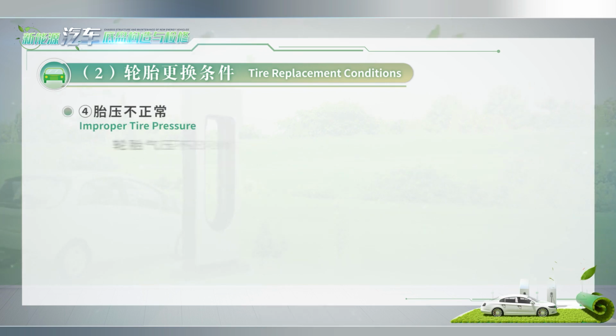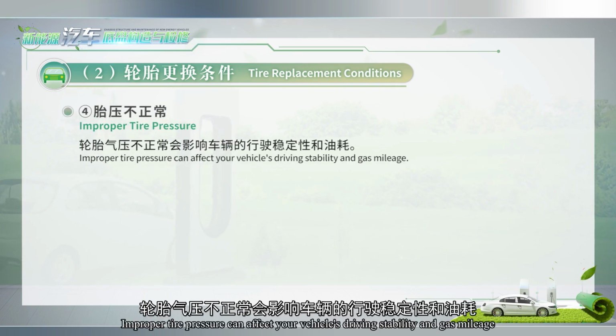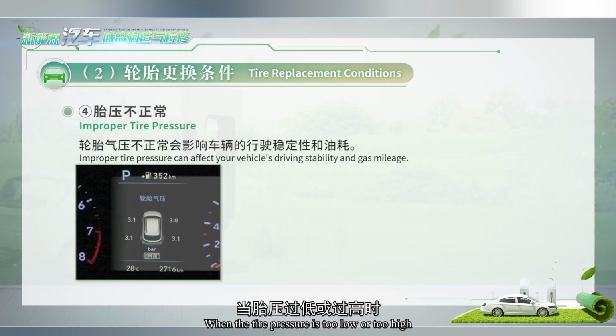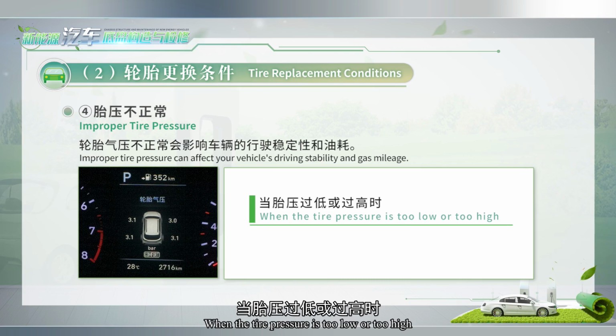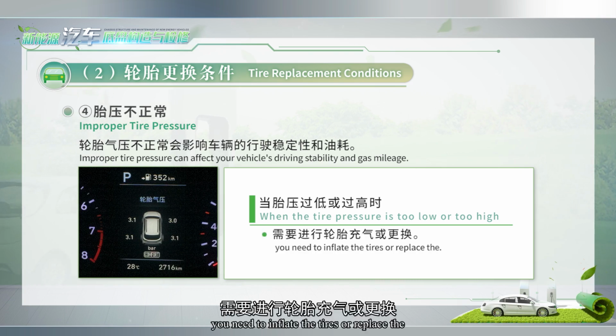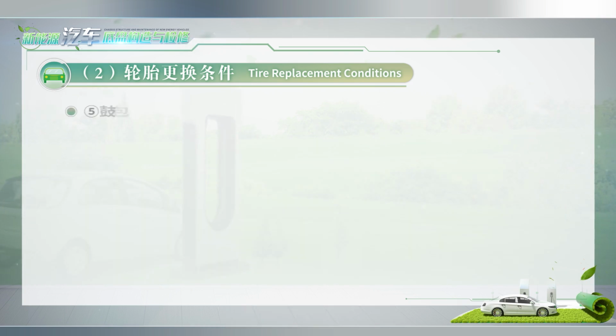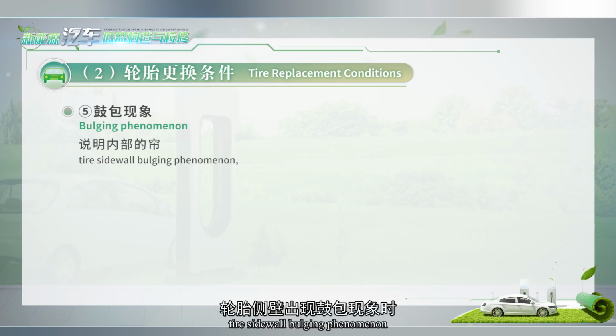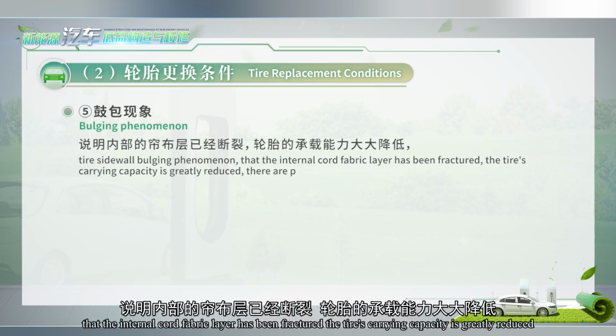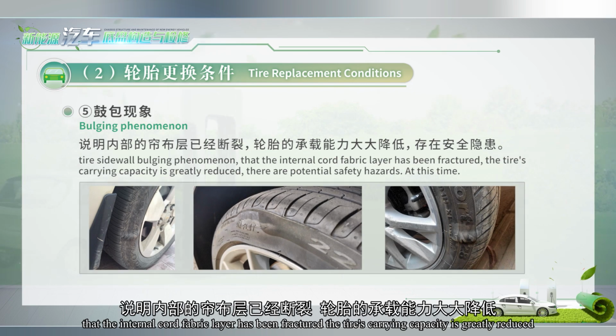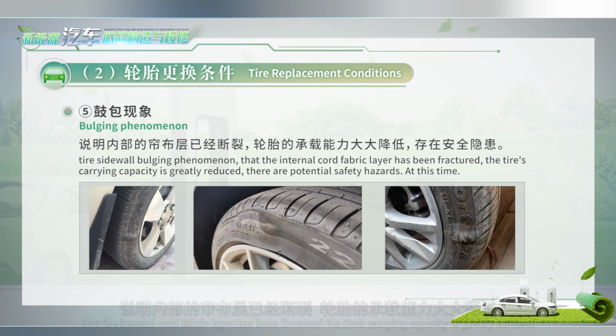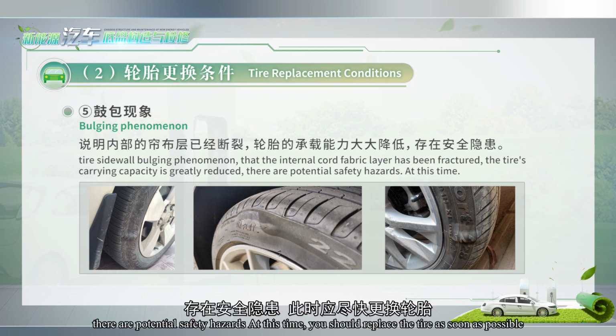Improper tire pressure. Improper tire pressure can affect your vehicle's driving stability and gas mileage. When the tire pressure is too low or too high, you need to inflate the tires or replace them. Bulging: tire sidewall bulging indicates that the internal cord fabric layer has fractured, the tire's carrying capacity is greatly reduced, and there are potential safety hazards. At this time, you should replace the tire as soon as possible.